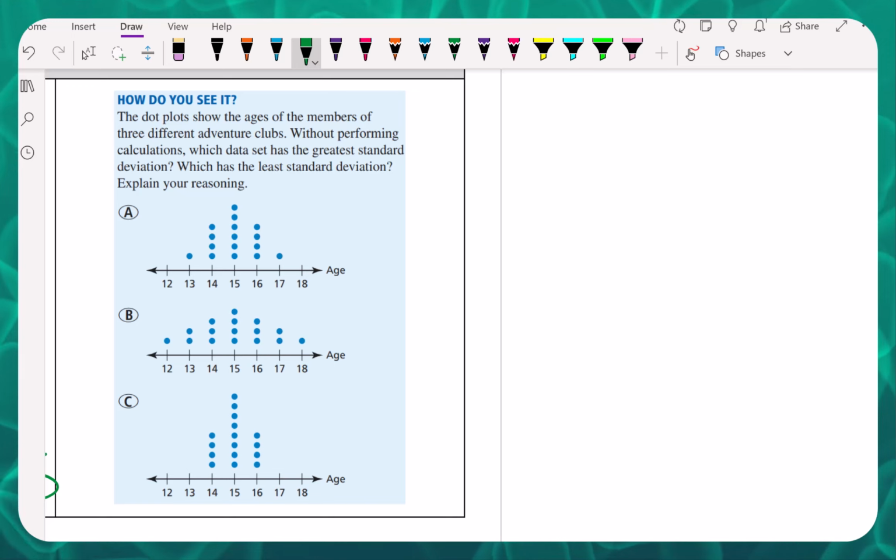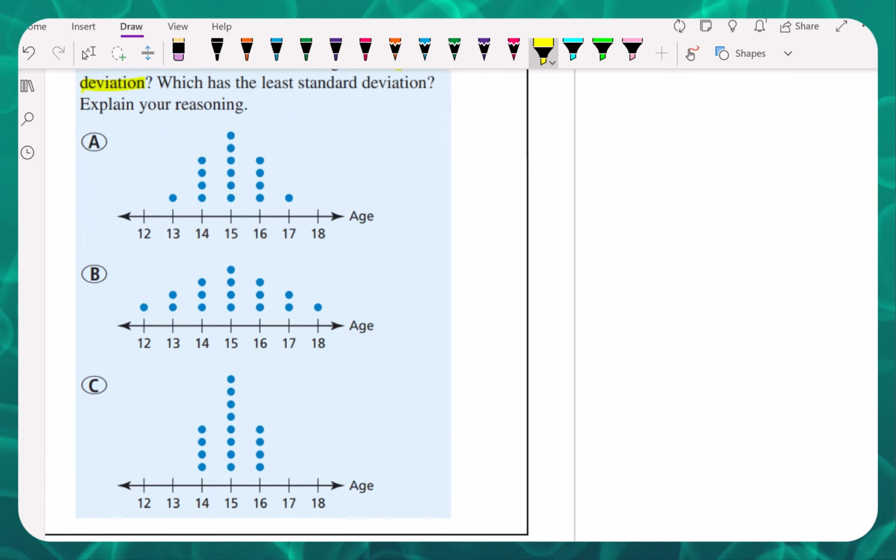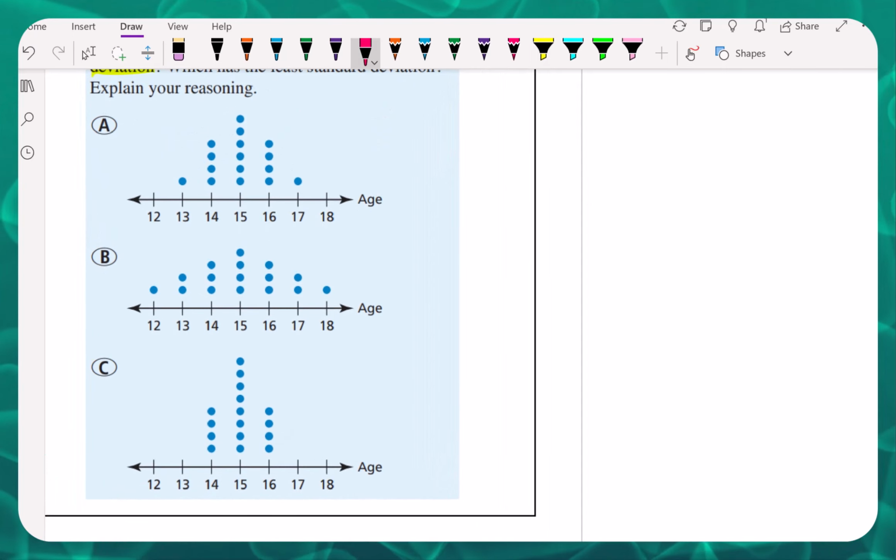So how do you see it? The dot plot shows the ages of members of 3 different adventure clubs. Without performing calculations, which data set has the greatest standard deviation? Now remember, standard deviation is the spread of the data. Which has the least standard deviation? Explain your reasoning. Okay, so if I wanted to look at the spread or the variation of the data, I'm going to look at the minimum and the maximum, and the distance between those two right here.